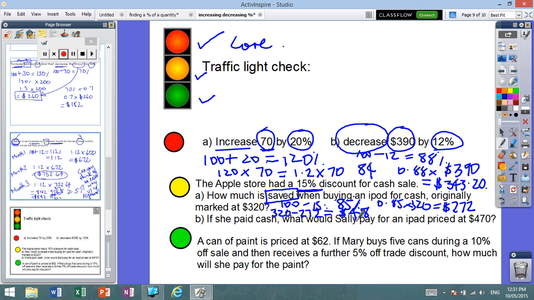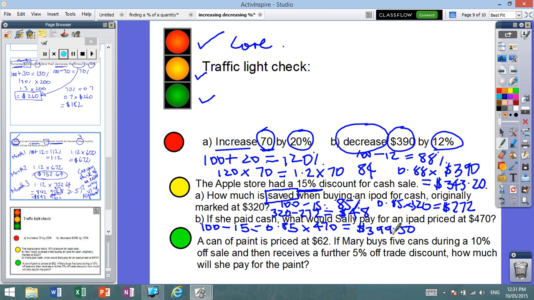So how much will Sally pay if she paid in cash for her iPad? Well, we've got 100 minus 15, so we're looking for 85% again. So we're looking for 0.85 times 470, so she paid a bargain basement of $399.50 for her iPad if she paid cash.